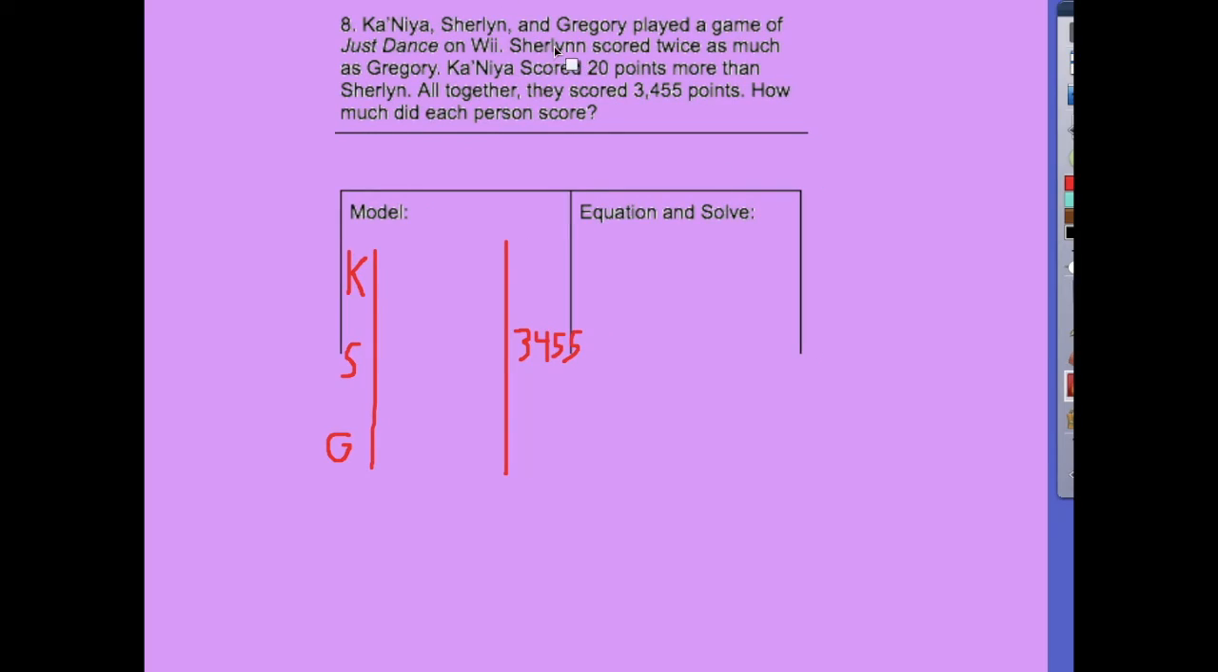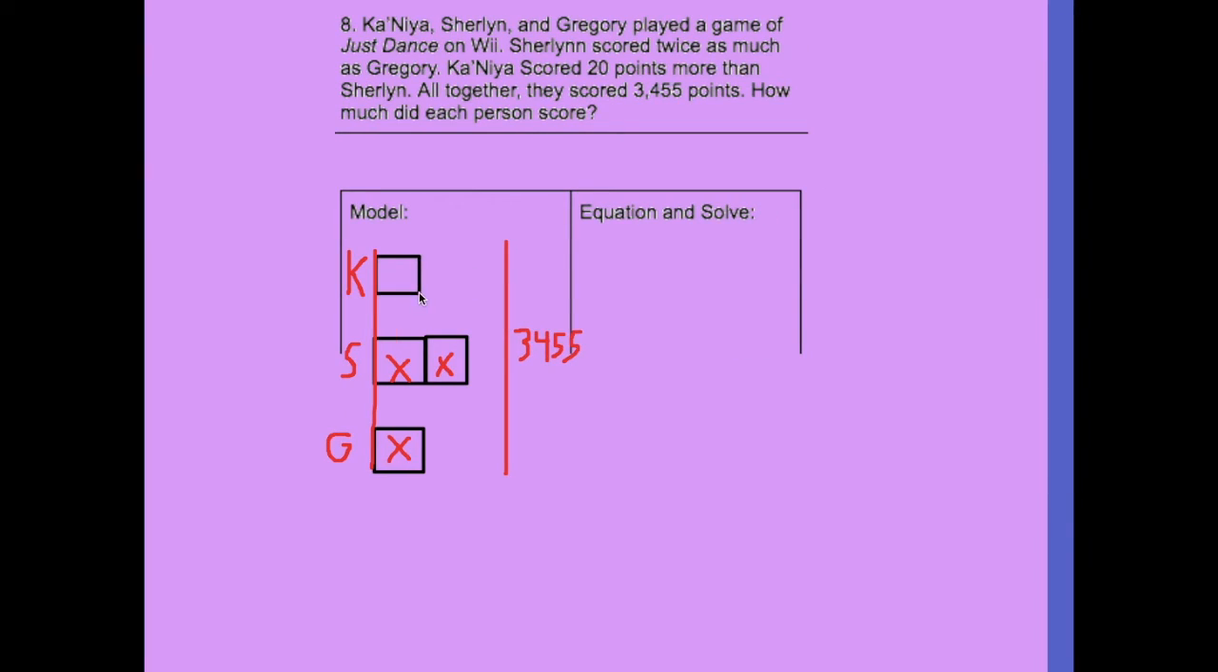So I have an altogether, and I have different initials again, which helps. So here's the 3 people, and let's go ahead and see. They scored 3,455 altogether. Now let's see how they compare to each other too, right? So this says Sherlyn scored twice as much as Gregory. So I'm going to have Gregory here. Sherlyn's got double his. We don't know what it is though, so we'll use our variable. I like to use x. You can use whatever you want. Just be consistent.